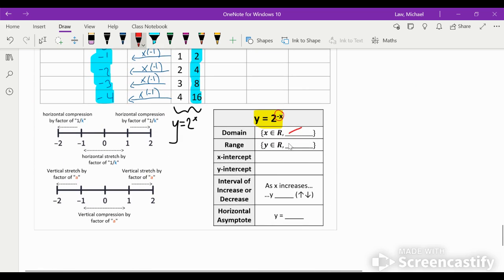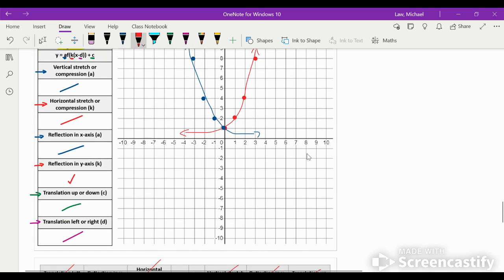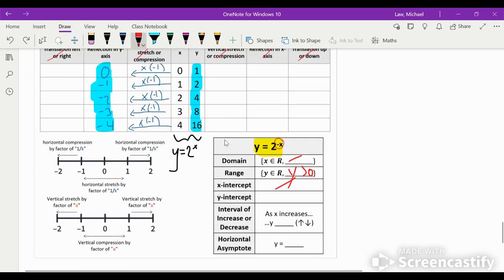So let's write that down. And again, that's related to the horizontal asymptote. There are no x-intercepts, so let's cross that out. There is a y-intercept. The y-intercept is the same. The y-intercept is +1. So let's go ahead and write that as +1.